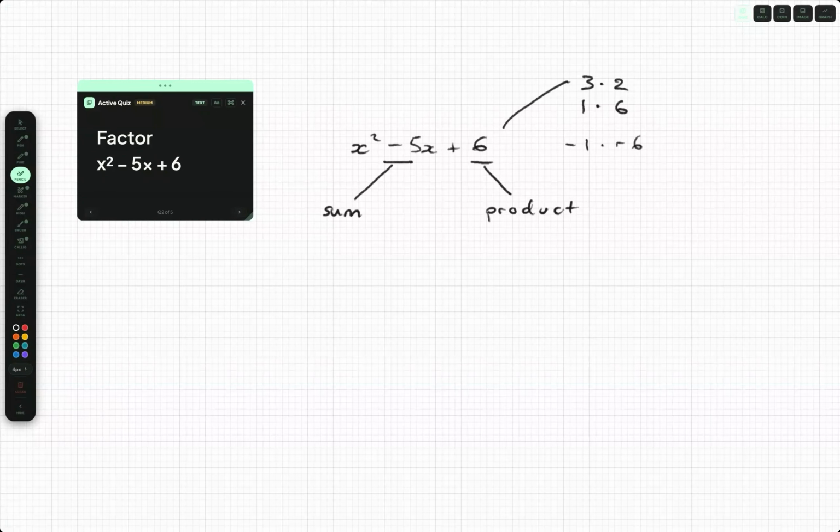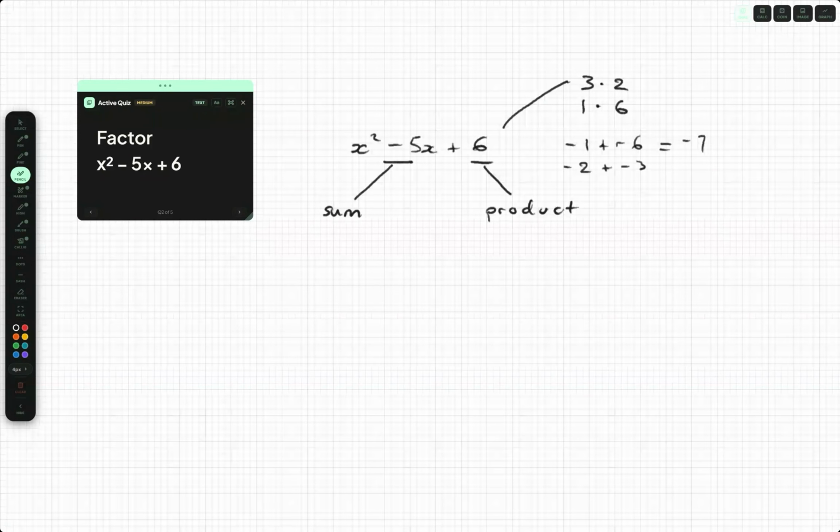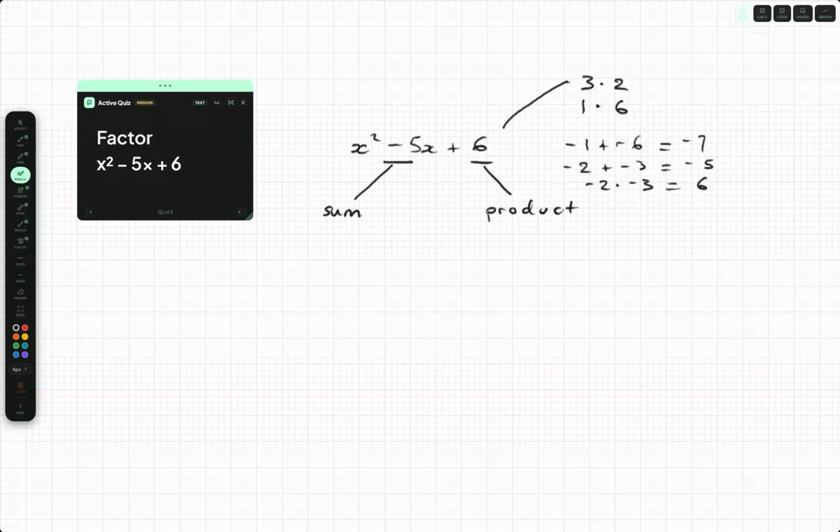And if we add those both up, so let's do the sum first. -1 plus -6 is -7. So it can't be those two. What about -2 plus -3? Well, that's going to be -5. What about -2 times -3? Well, that's going to be +6. So the two values we're looking for are -2 and -3. We've solved for our two values.